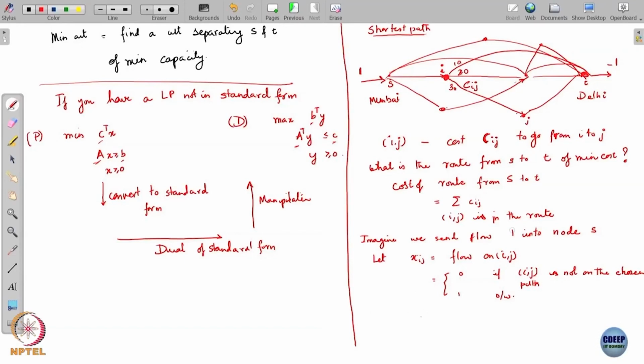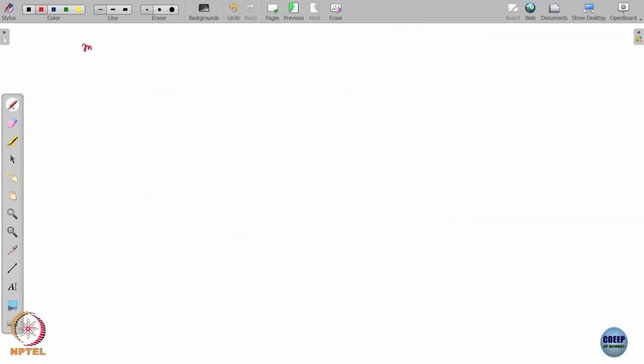So, the objective, in these terms, is to simply minimize this. So, what is this? This is the total cost of a chosen path. And now all I need to make sure is that these flows satisfy my flow conservation constraint.